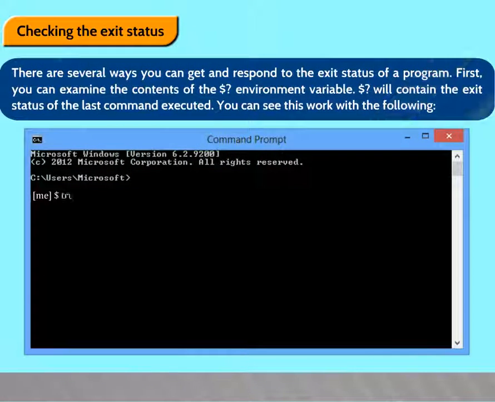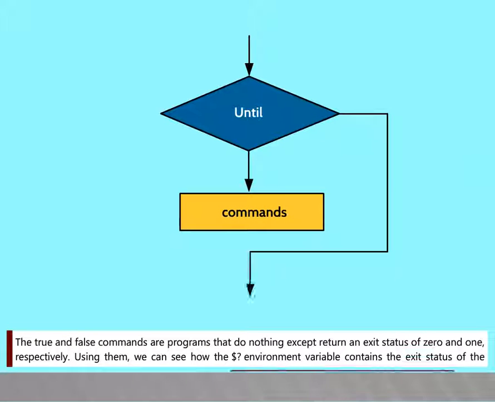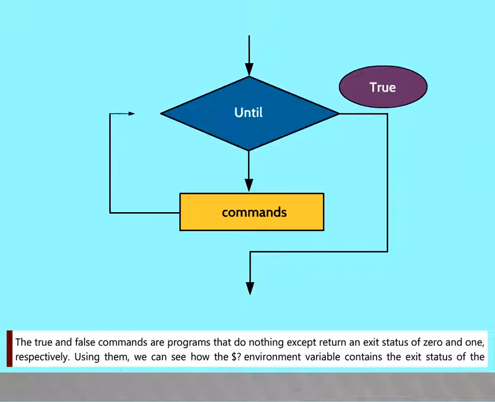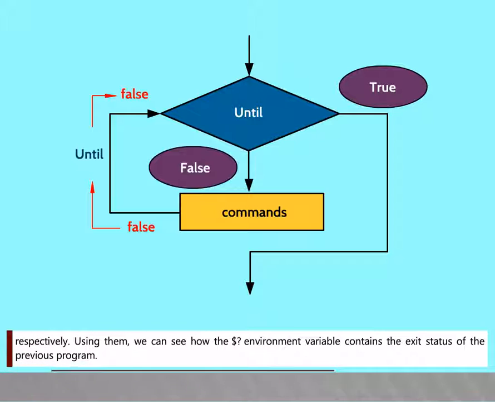There are several ways you can get and respond to the exit status of a program. First, you can examine the contents of the environment variable $?, which will contain the exit status of the last command executed. You can see this work with the following. The true and false commands are programs that do nothing except return an exit status of 0 and 1 respectively. Using them, we can see how the environment variable contains the exit status of the previous program.